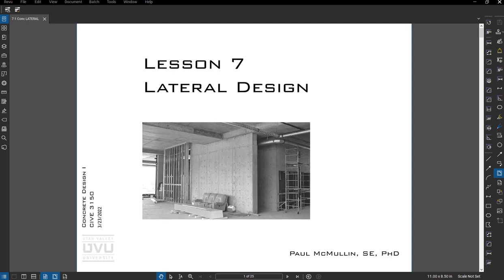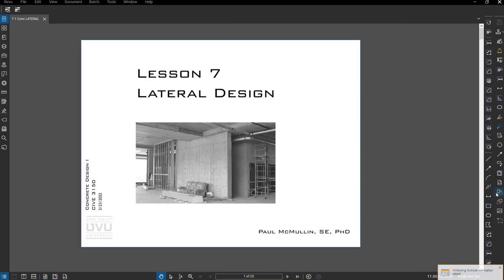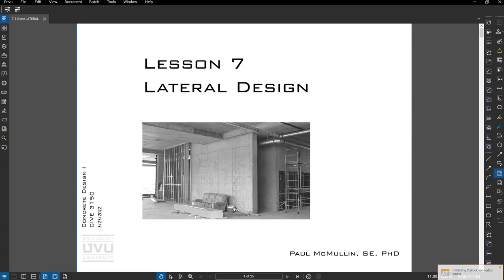All right, my friends, let's jump into some concrete lateral design. So I just wanted to point out that not every shear wall comes with a couch in front of it, but if you spec it out in the plans, that'll be included in the original bid.